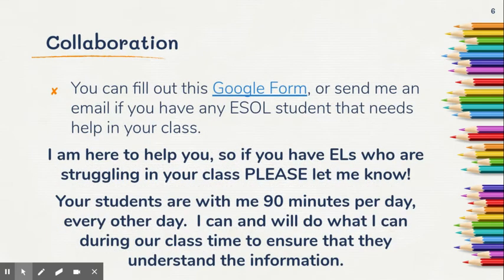Collaboration. How can we collaborate? Well, I made a Google form so that you can just update me to let me know if you have a student that is struggling. And I'll show you what that form looks like.